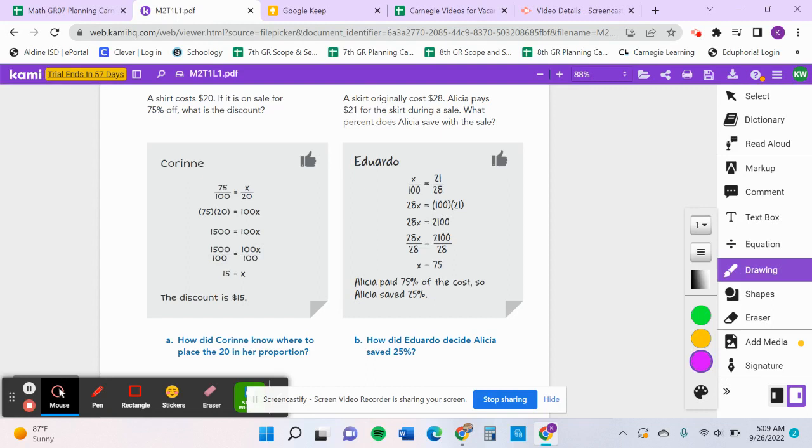A skirt originally cost $28. Alicia pays $21 for the skirt during a sale. What percent does Alicia save with the sale?